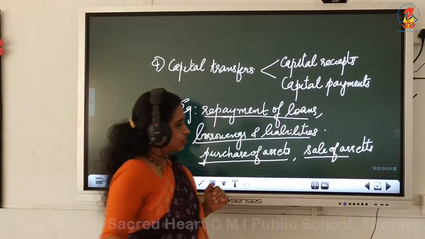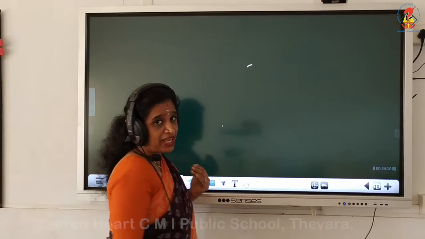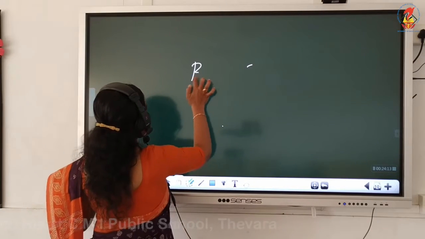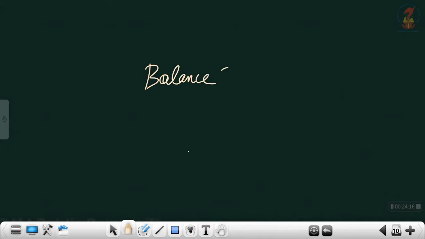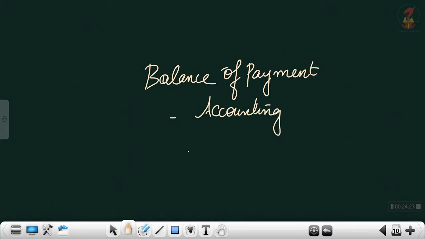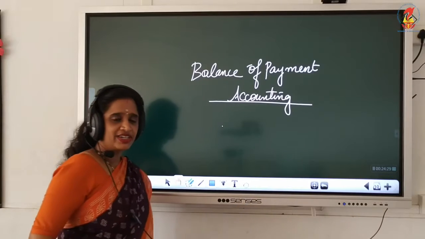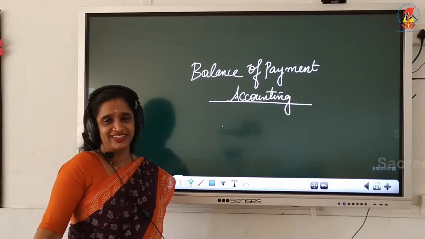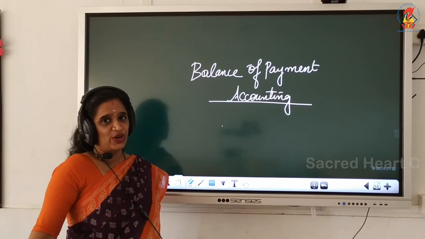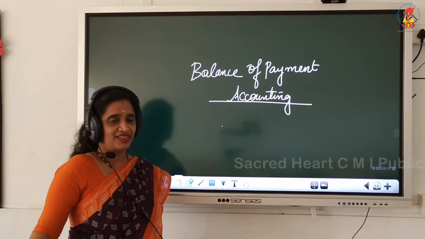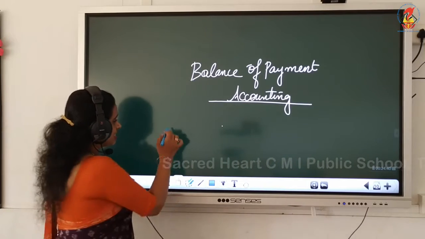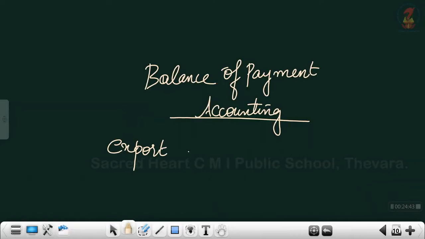Now, we will move on to balance of payment accounting. Why have I written a heading like balance of payment accounting? Now we are bringing the concept of accounting here. I told you the two transactions which are taking place here are export and import.